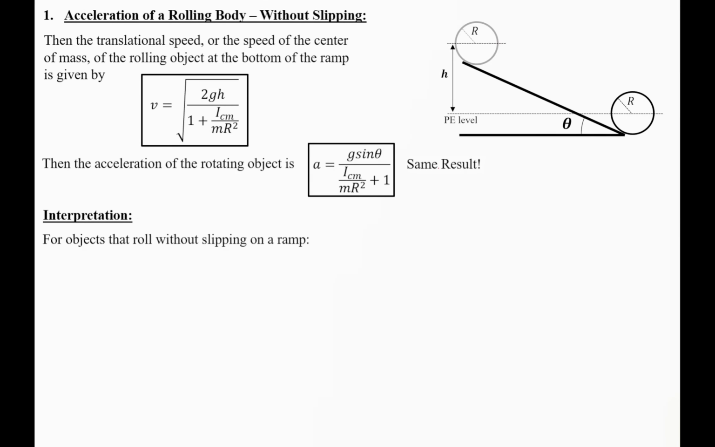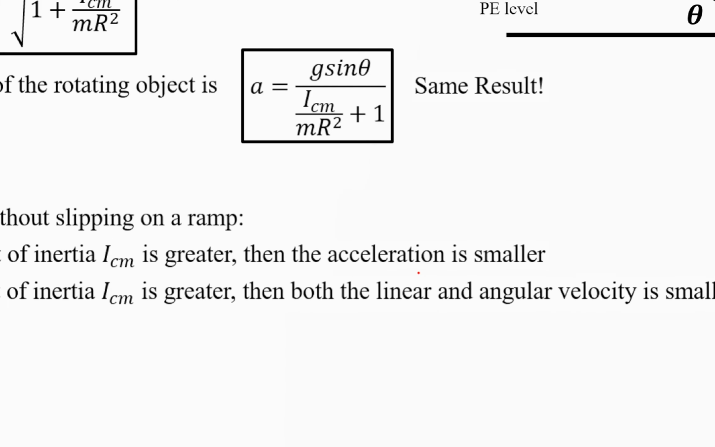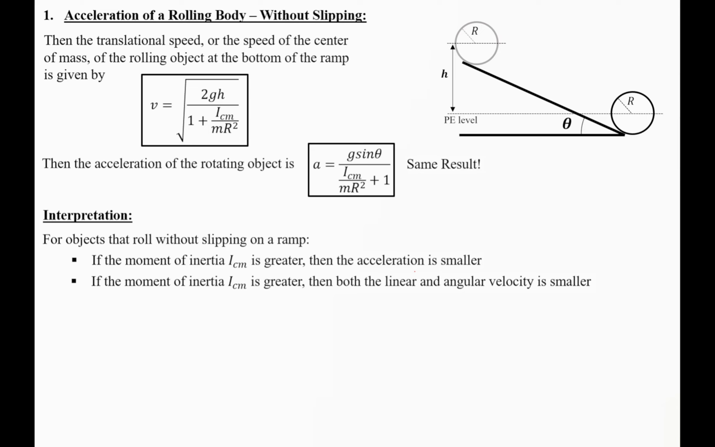For objects that roll without slipping on a ramp, if the moment of inertia is greater, then the acceleration is smaller. If the moment of inertia is greater, then both the linear and the angular velocity are smaller. So here I should also say both accelerations, tangential and angular. As the body becomes more inertial, when rolling without slipping on a ramp, both the acceleration and the velocity would be smaller.